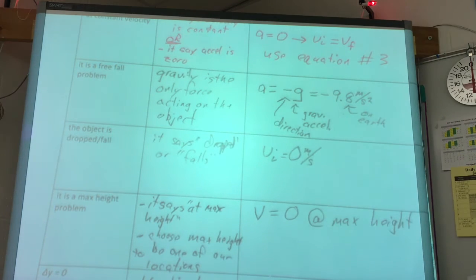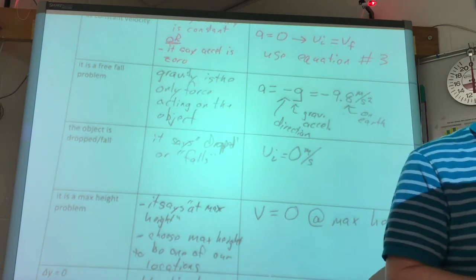And the reason I'm trying to make that point is, anytime an object is moving freely through the air, the acceleration is going to be down at negative 9.8 meters per second squared. Now, when we talk about max height problems, there's 2 different types of max height problems.